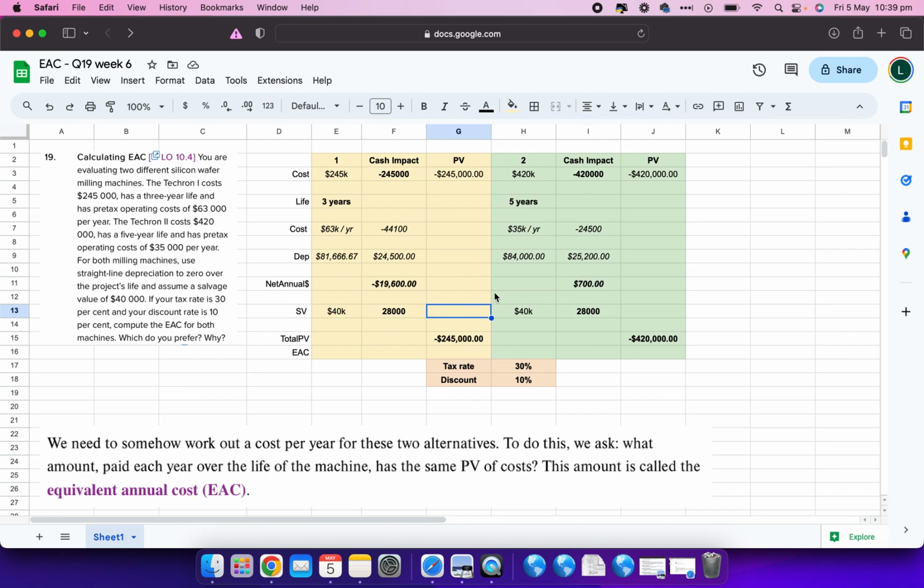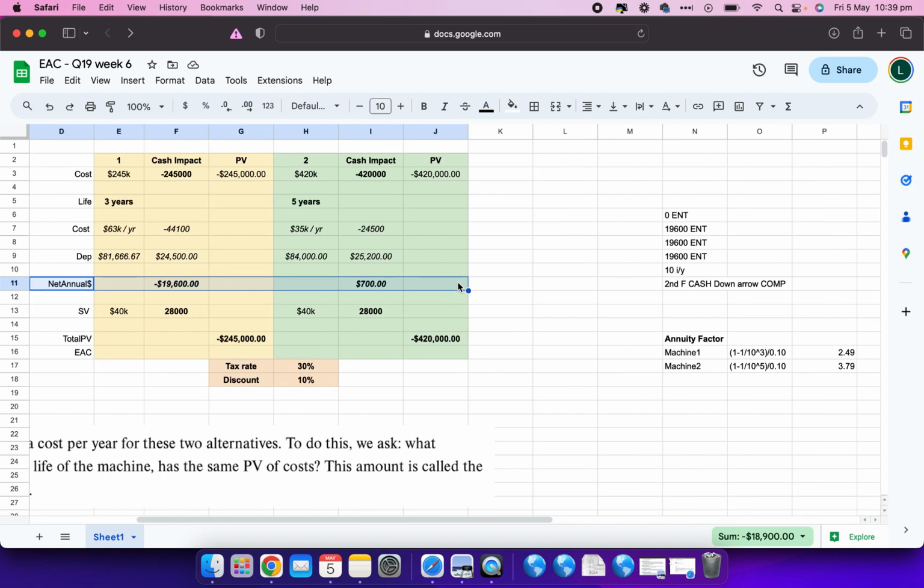Okay, so this here is a little bit more complex because we do have that annual cash flow. So we need to calculate the PV of our annual cash flow, and we can use our financial calculator to do that using the cash flow function.